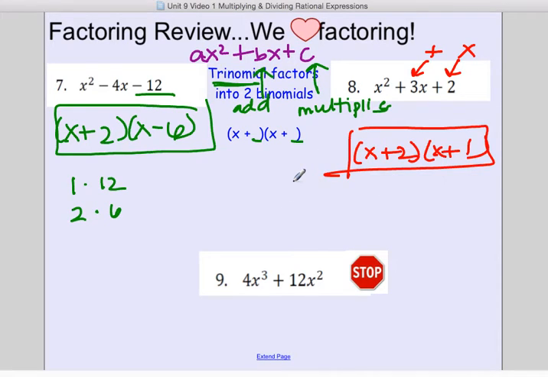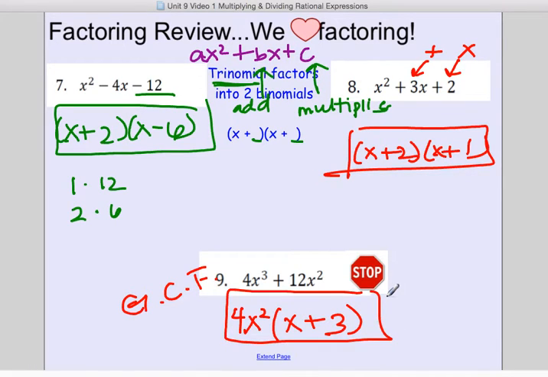All right, number 9, we get a little stop mark by it. It's different. It's not a trinomial, it's a binomial. So I'm going to just look at it and see what can I take out of both of them. 4 and 12 are both divisible by 4. And they're both divisible by x squared. So I'm going to GCF, greatest common factor, factor this one. So I would take out a 4x squared. So what do I have here? x. When I multiply, I'll get back to 4x to the third. Plus 4 times 3 would give you 12x squared. So there is number 9 factored.